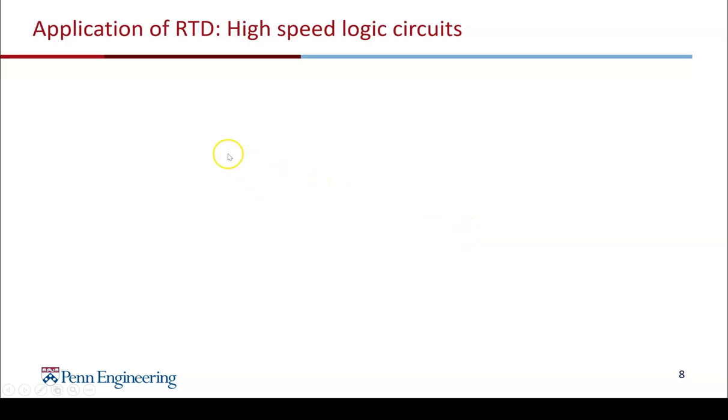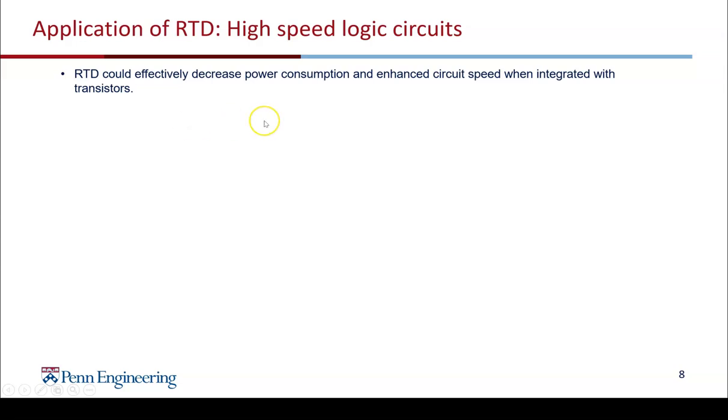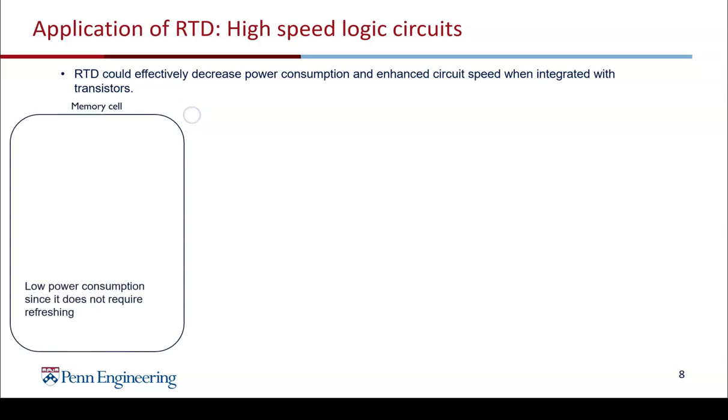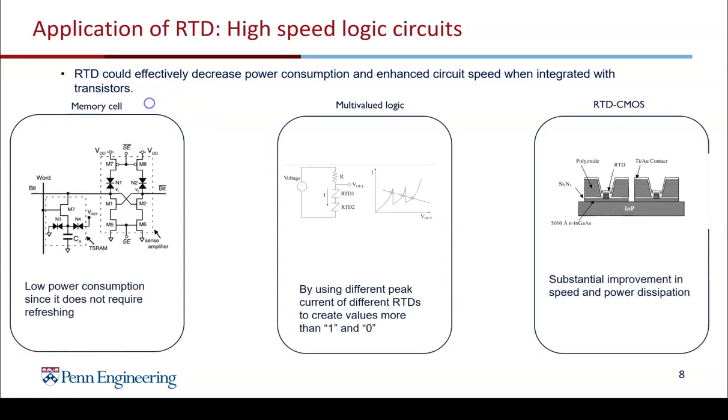Another application of the RTD is high-speed logic circuits. The RTD can effectively decrease power consumption and enhance circuit speed when integrated with transistors. The first one is the memory cell. When integrated with the RTD, the memory cell will have lower power consumption since it does not require refreshing, compared to conventional memory. And the second is multi-valued logic. By using different peak currents of different RTDs, we can create values beyond 1 and 0.